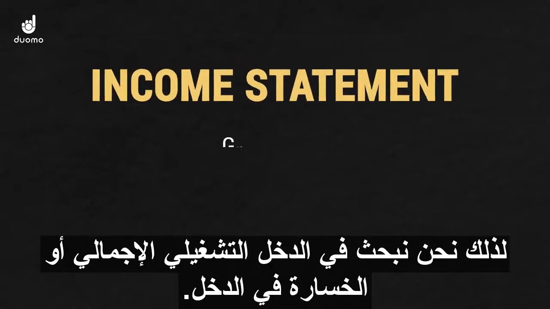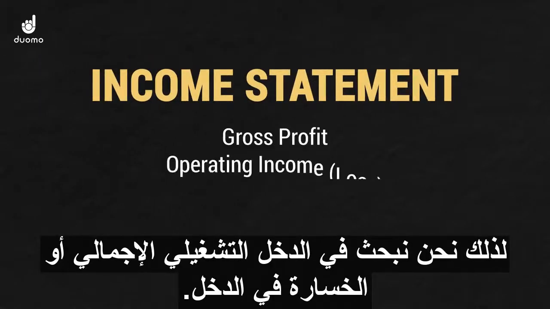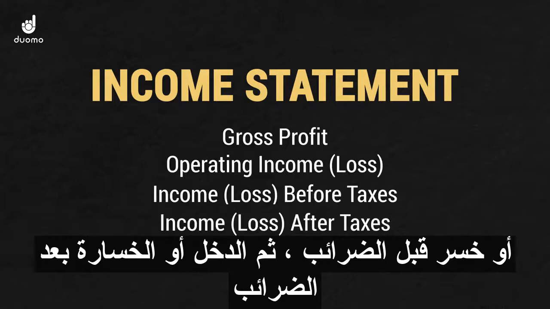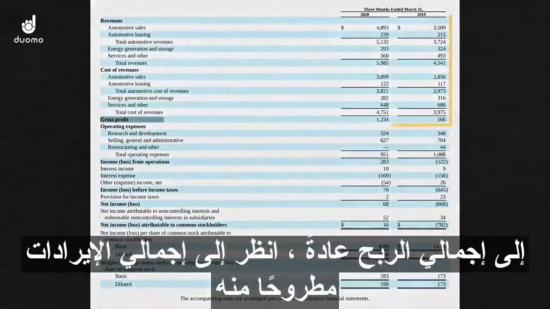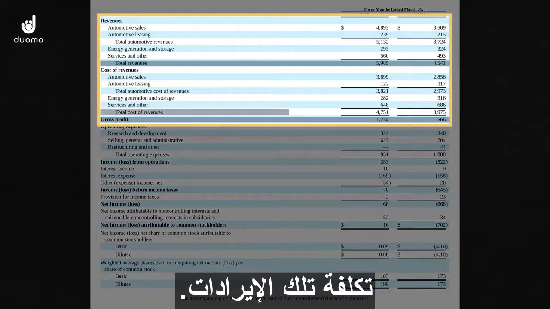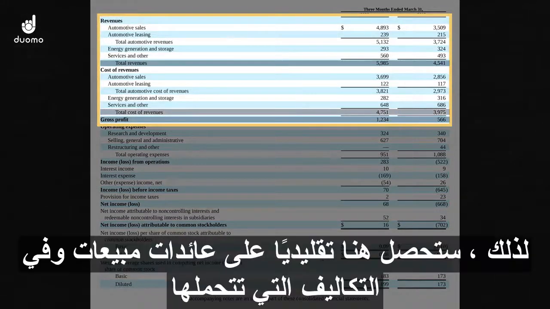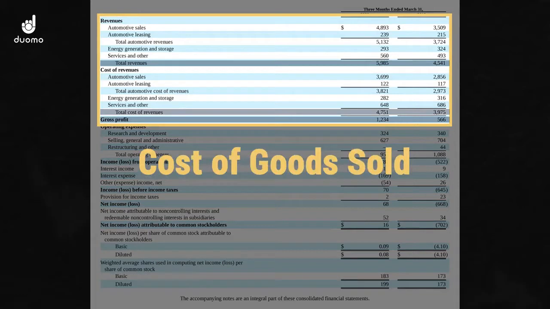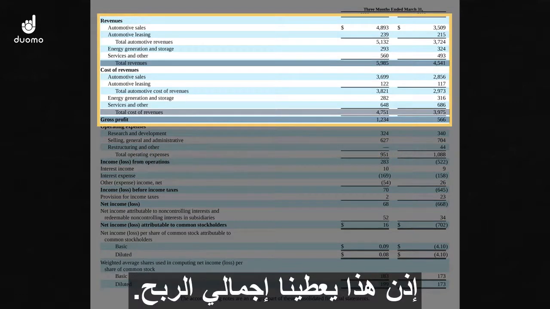So we're looking at gross profit, operating income or loss, the income or loss before taxes, and then the income or loss after taxes. To get to the gross profit, we'd typically look at total revenue minus the cost of that revenue. So traditionally here you'll have sales revenue, and in the costs you may have heard of the term cost of goods sold. So this gives us the gross profit.